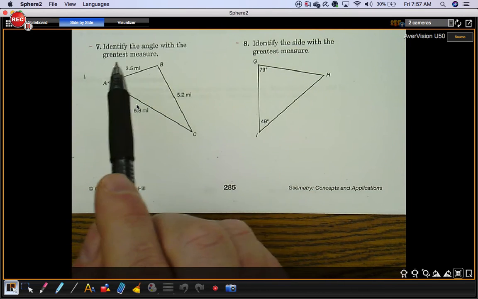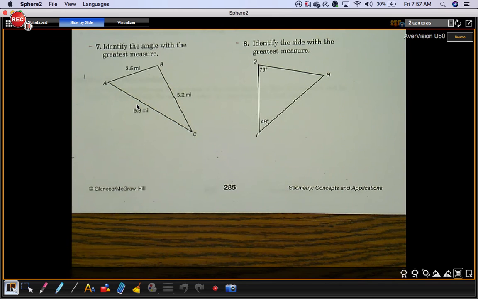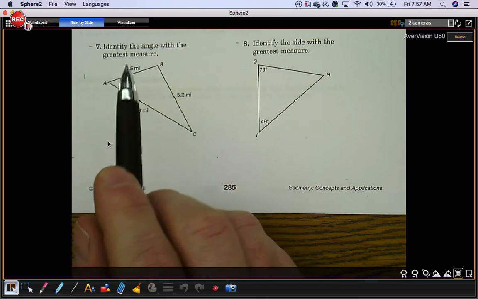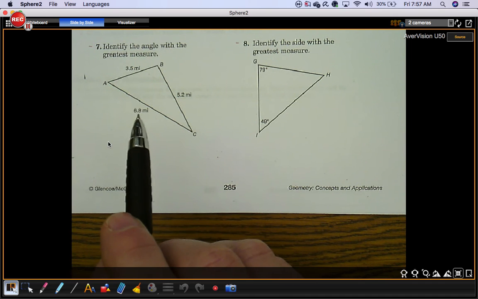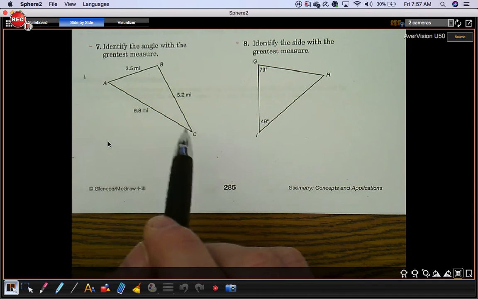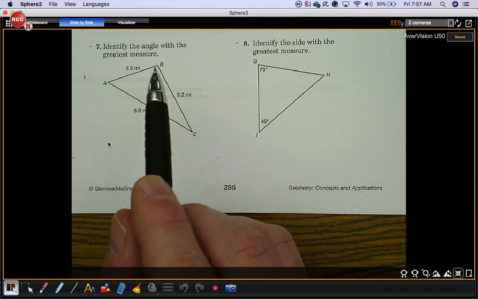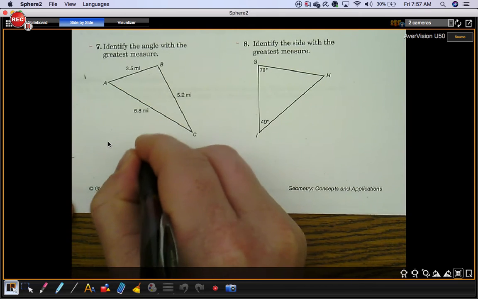Identify the angle with the greatest measure. Make sure you read those directions. Well, the angle with the greatest measure is going to be across from the side with the greatest length. This is the longest side. So the biggest angle is angle B.